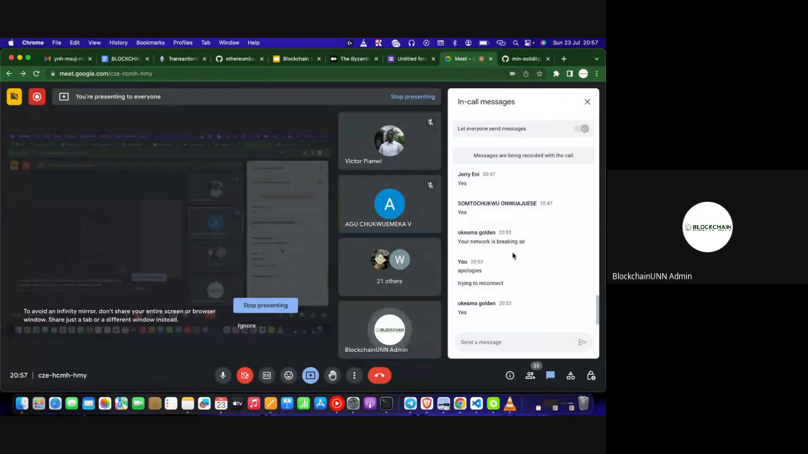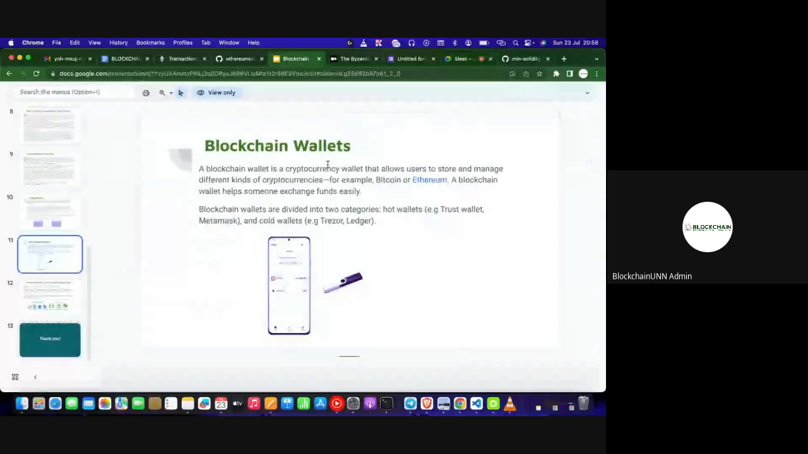Because of time, let's just take a quick look through wallets. I think wallets is something a lot of us already have familiarity with. We talked about it also during the blockchain Union conference. A blockchain wallet is a simple cryptocurrency wallet that allows users to store and manage different kinds of cryptocurrencies, for example Bitcoin, Ethereum or Solana. A blockchain wallet helps you exchange funds easily.